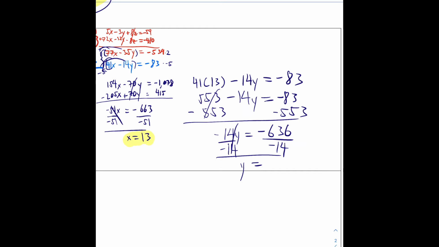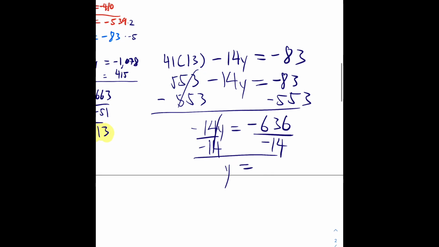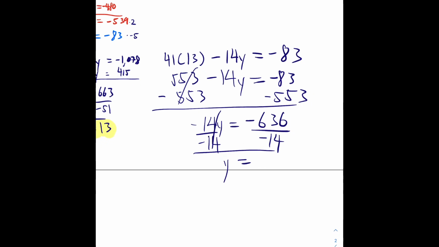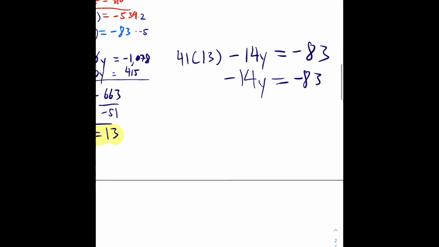Oh, here's the mistake I made. 41 times 13, that's not 553. 41 times 13 is 533. So this should be 533, okay? So let me actually go back and delete all this. Sorry, guys. I'm making a lot of mistakes, okay? So be careful. Tons of room to make mistakes here, guys, so be careful.